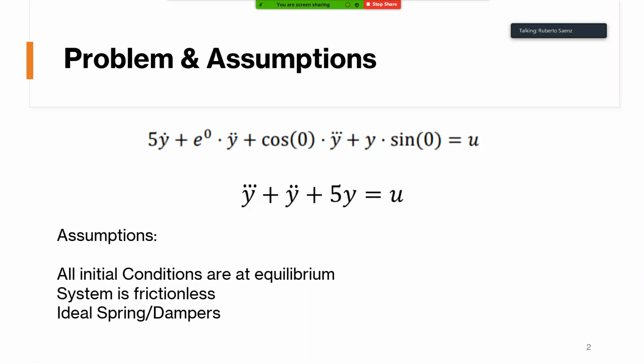Right away, we can drop the y times sine of 0 term because sine of 0 is 0. e to the 0 turns into 1 and cosine of 0 turns into 1. So this leaves us with the equation we will be working with: y triple dot plus y double dot plus 5y equals u.